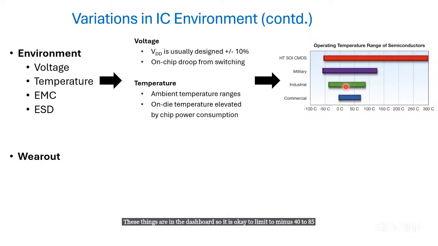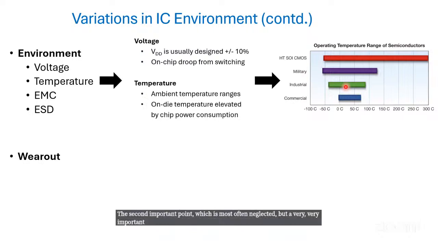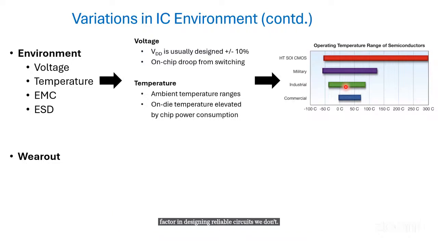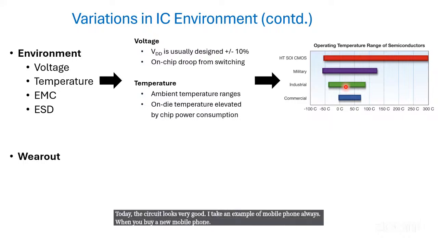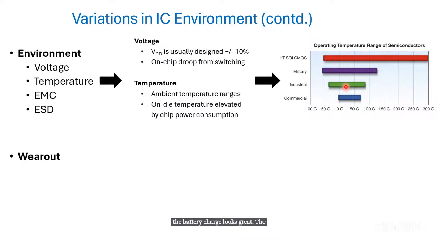Now, the second important point, which is most often neglected, but a very, very important factor in designing reliable circuits, is wear out. So what is wear out? The circuits, like human beings, also age with time. This means whenever you design something at t equal to 0 today, the circuit looks very good. I take the example of a mobile phone always. When you buy a new mobile phone, the battery charge looks great. The touch screen is very responsive. Your audio, your screen, everything looks great.